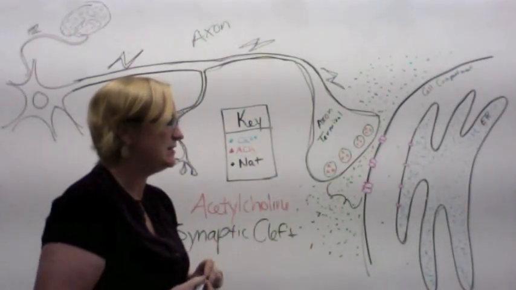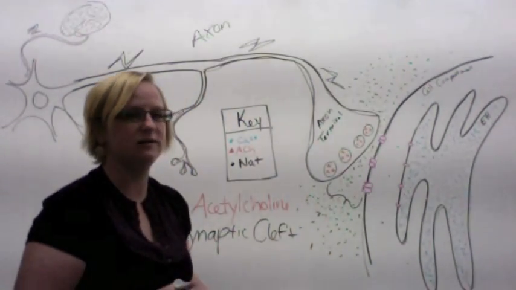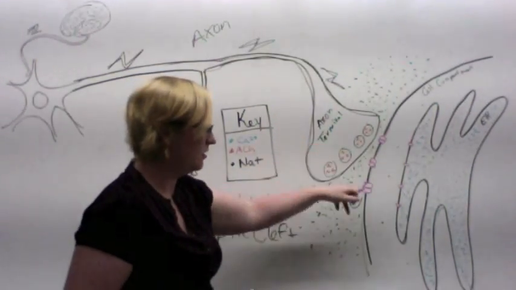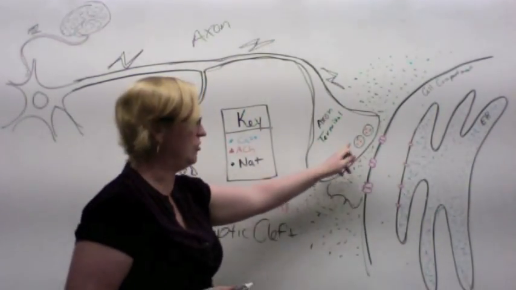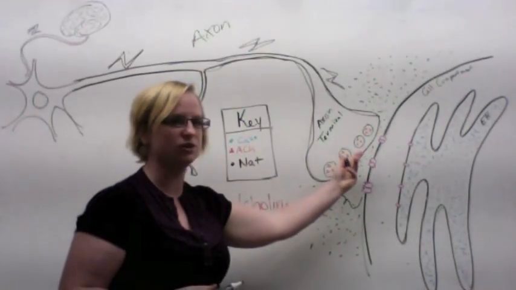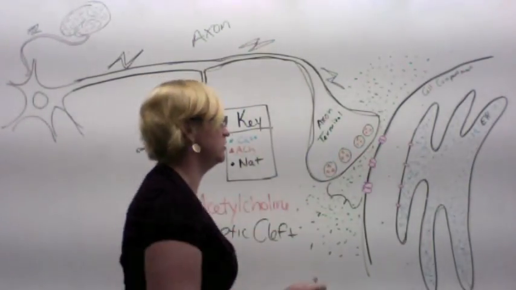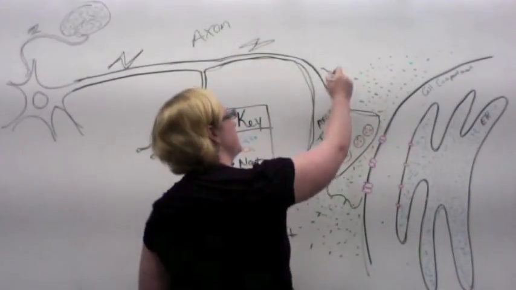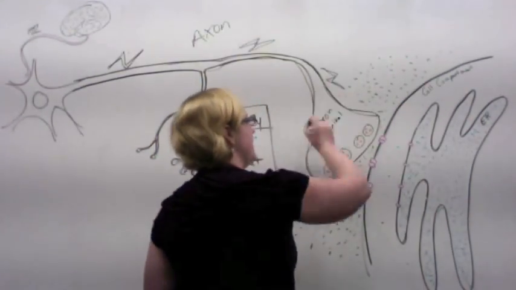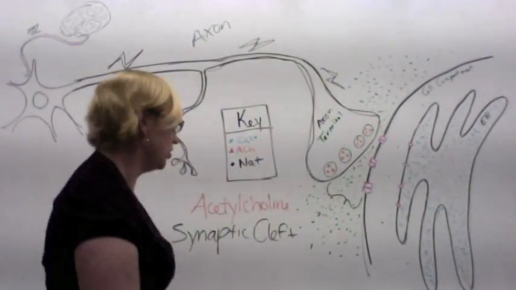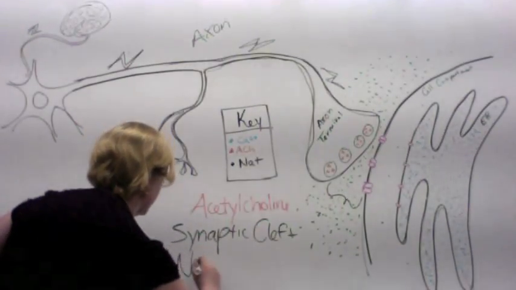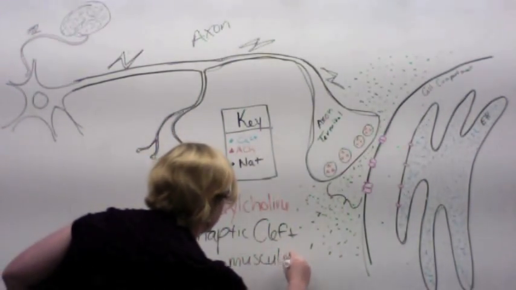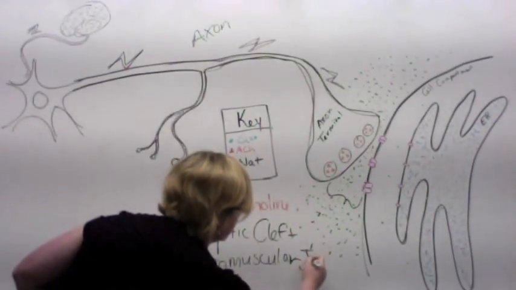The other thing that you're going to see on your term sheet is called the neuromuscular junction. So we have our neuron, we have our muscle, right? They're interacting, so neuromuscular junction. Basically, if I were to put a box around this, that would be labeled as the neuromuscular junction, okay? Neuromuscular, you can't read what I'm writing because it's terrible, junction.